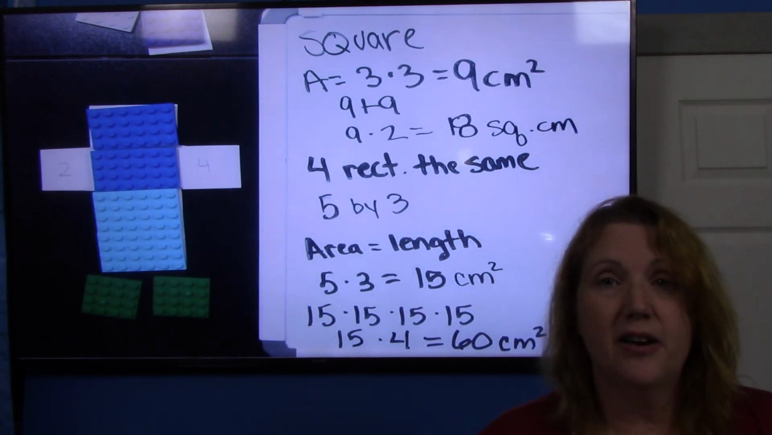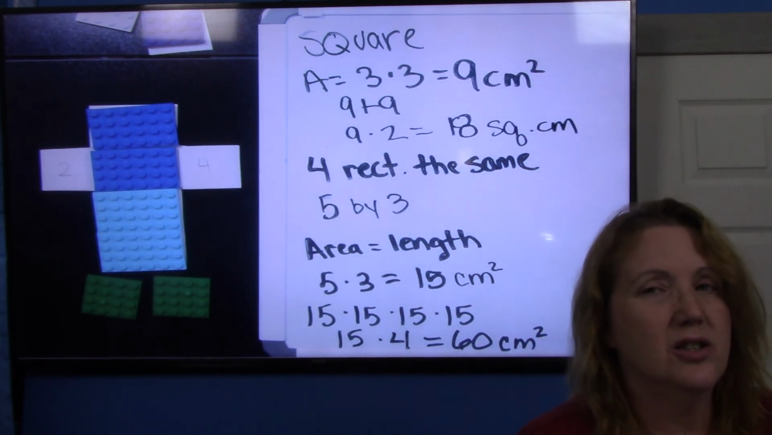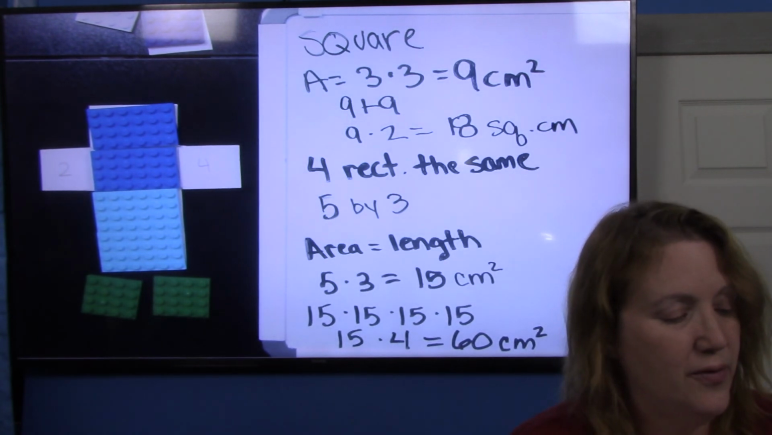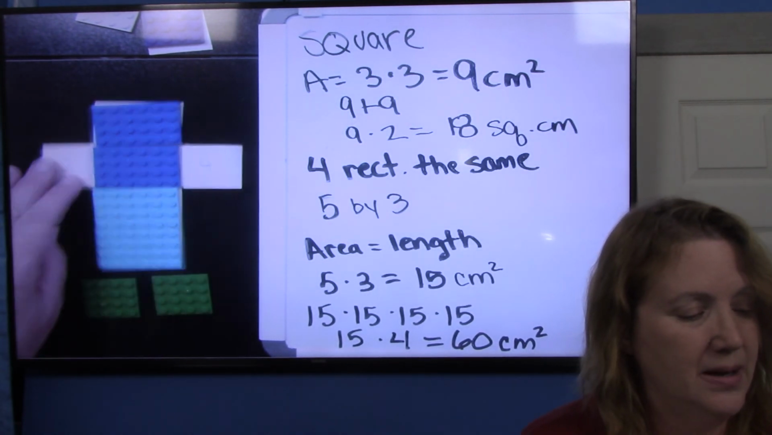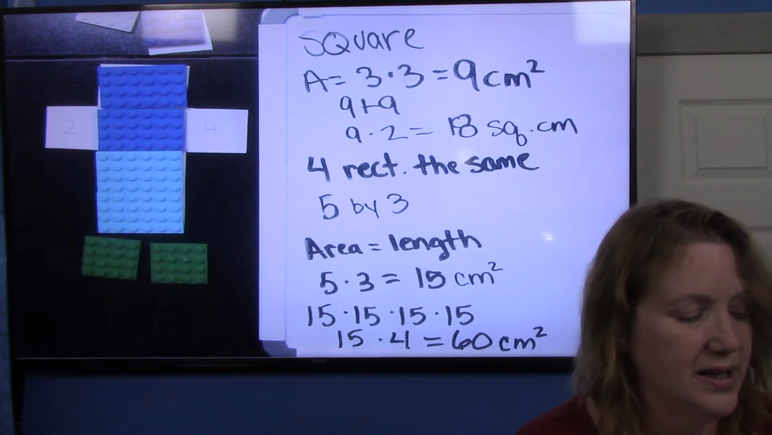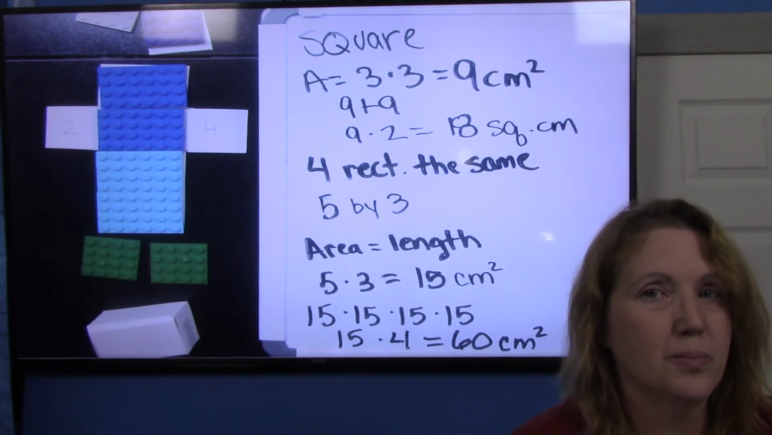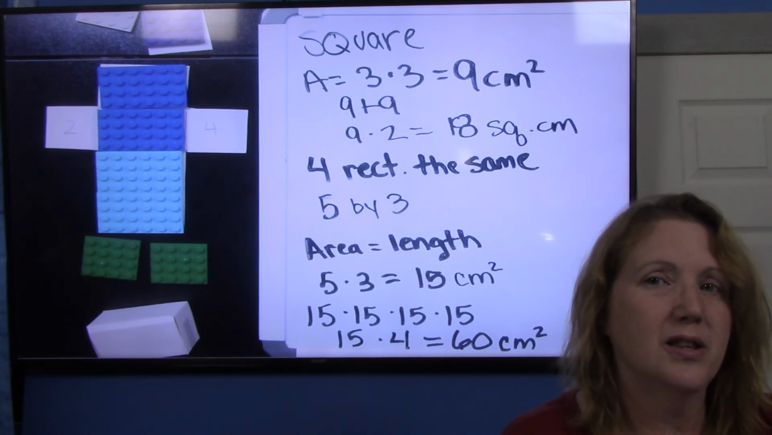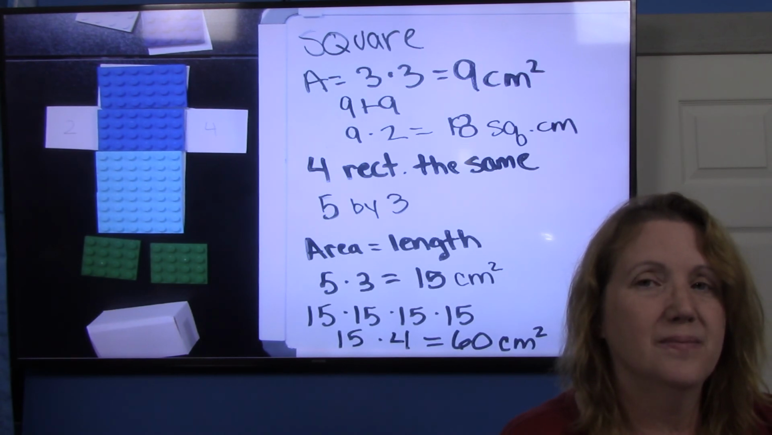Now we're almost there, so I want you to tell me in the chat, what do you think is my total surface area for this rectangular prism? What is my total surface area for this rectangular prism? We have the rectangles and we have the squares. So you go ahead and put the answer in the chat and let me know what you think the total would be.